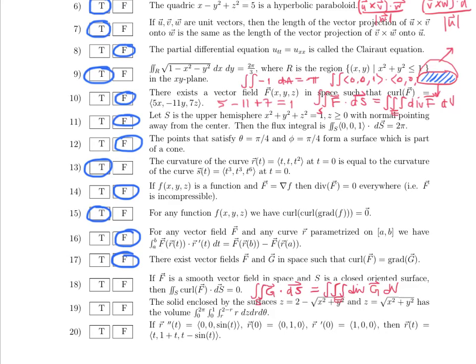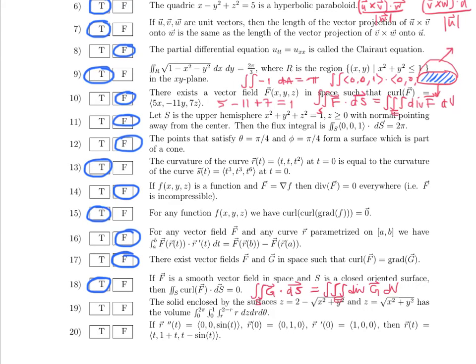Now in our case, our actual vector field is the curl of another vector field, and so when we compute the right-hand side, we take the divergence of the curl of a vector field. That right-hand side is going to be the triple integral of 0 over a solid, which will always be 0. So 18 is going to be true.